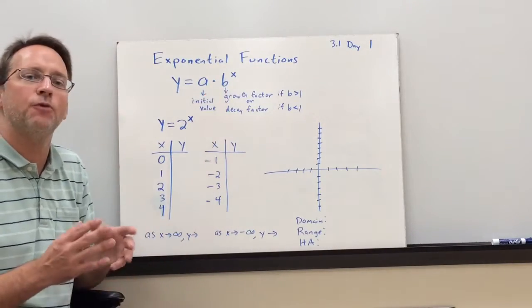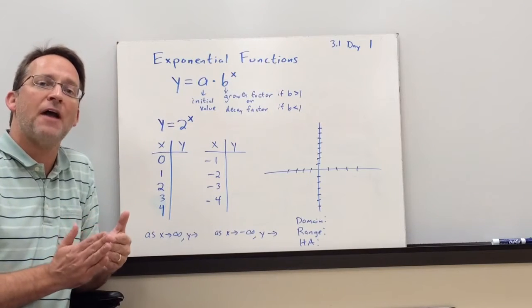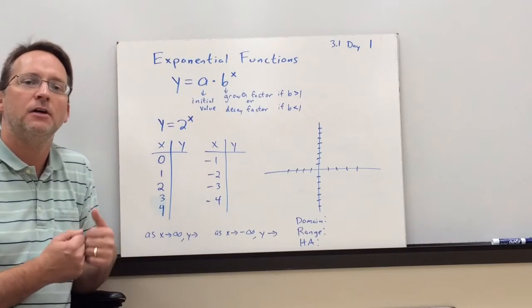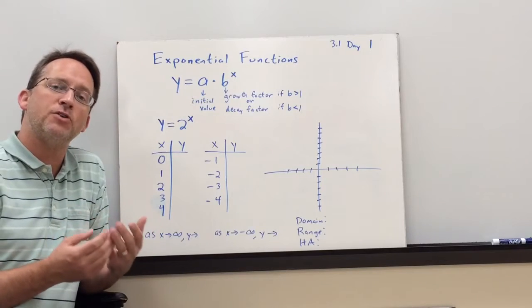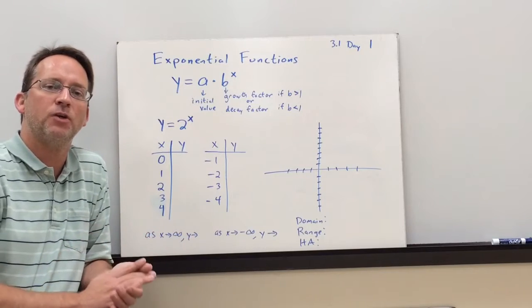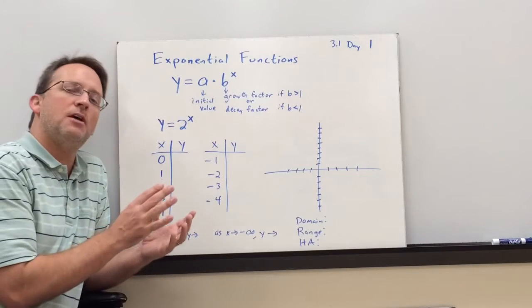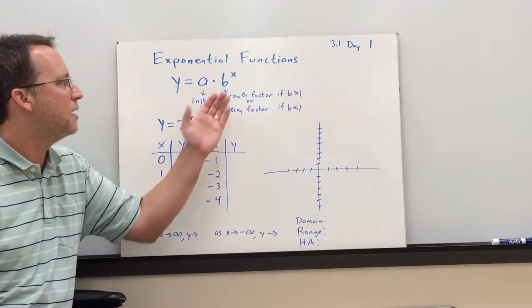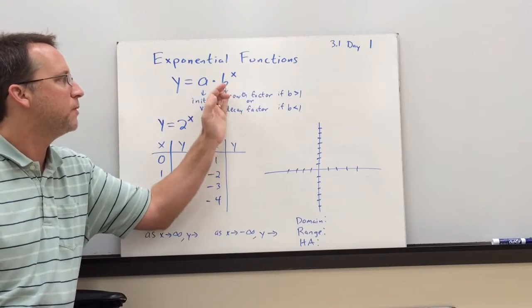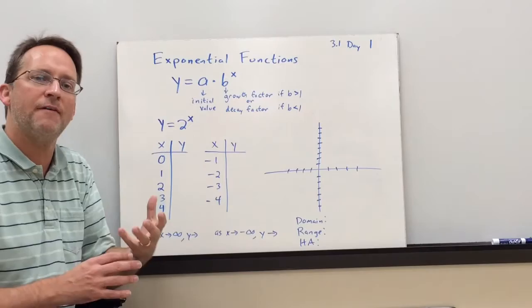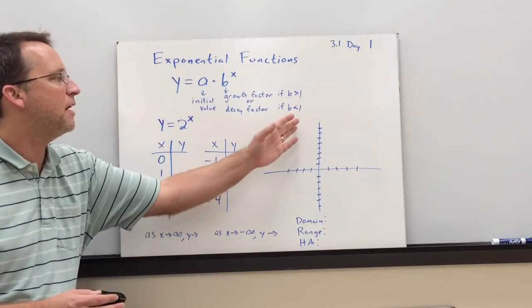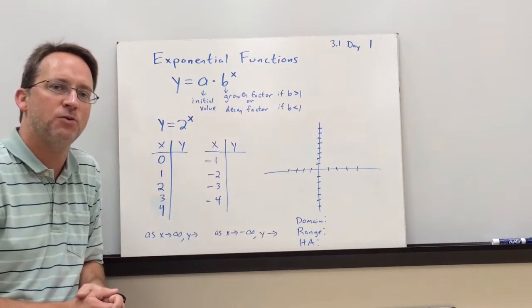This b can stand for one of two things. It can be a growth factor or a decay factor. There are exponential growth functions and exponential decay functions. We'll look at each here in a second. You can tell whether this is growth or decay based on the value of b. If your b value is larger than 1, you'll have exponential growth. If your b value is smaller than 1, you'll have exponential decay.